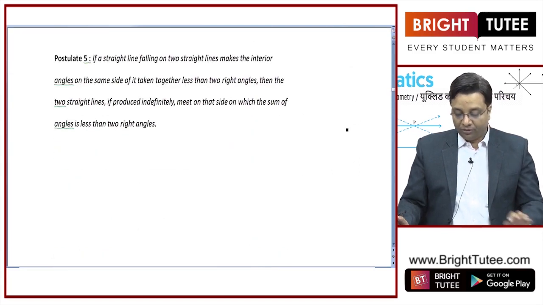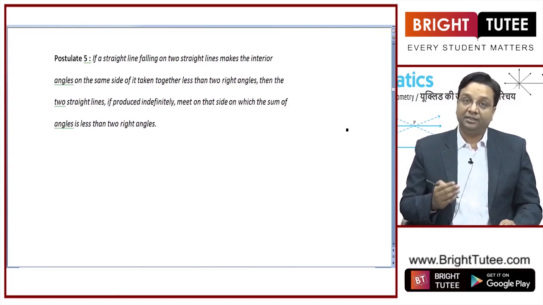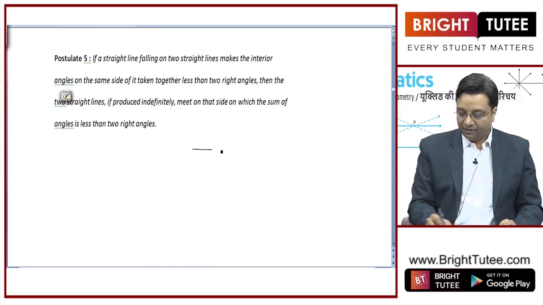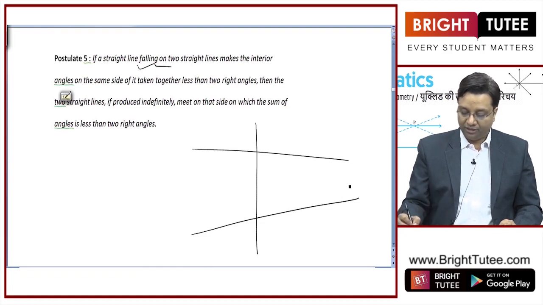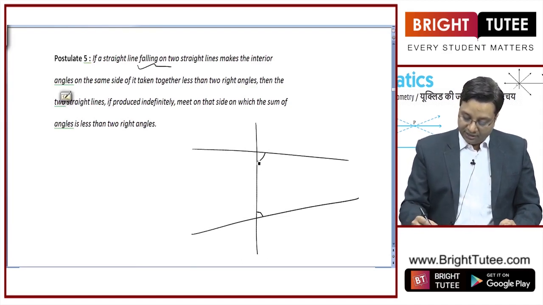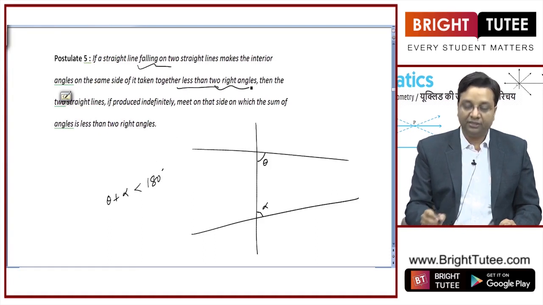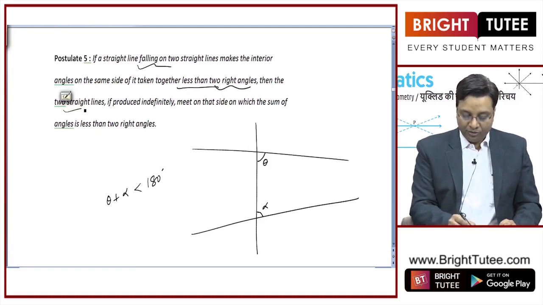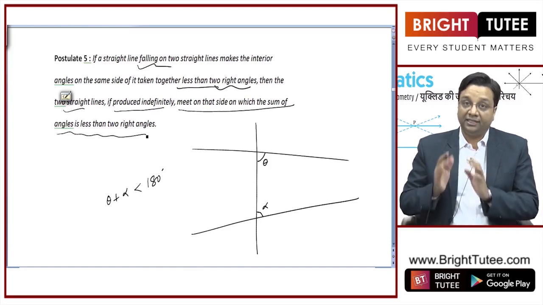If a straight line falling on two straight lines makes the interior angles on the same side of it taken together less than two right angles. What are these angles? Let us say these are two lines. Okay, and there is a third line which is falling on these two straight lines, and these are two interior angles on the same side. Okay. Now if these angles, let us say this is theta, this is alpha, these taken together are less than 180 degrees, two right angles means 180 degrees, then the two straight lines produced indefinitely meet on that side on which the sum of the angles is less than two right angles.